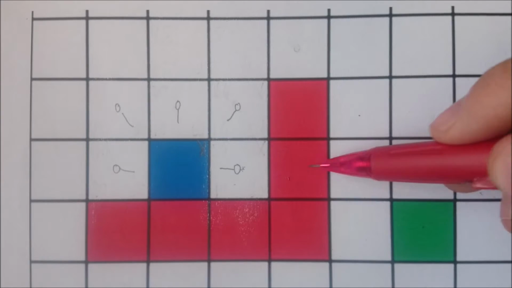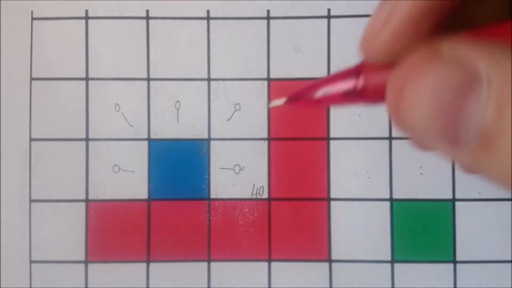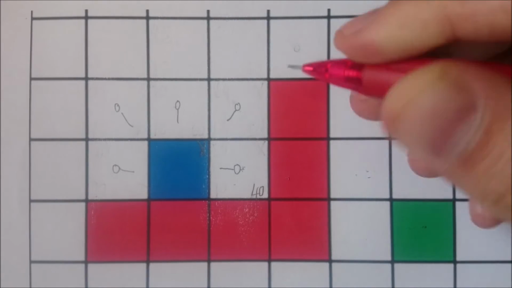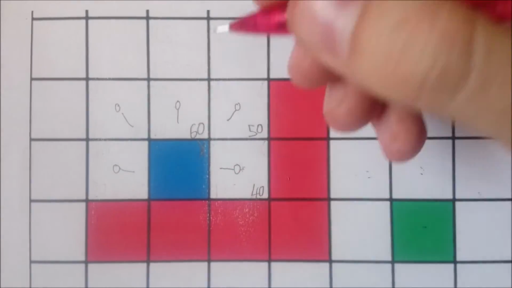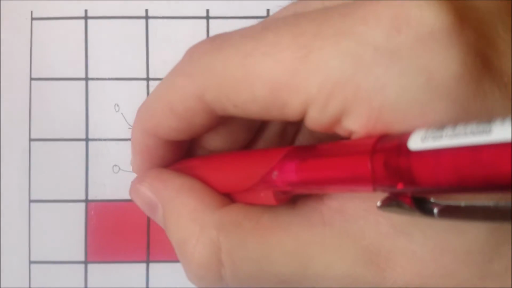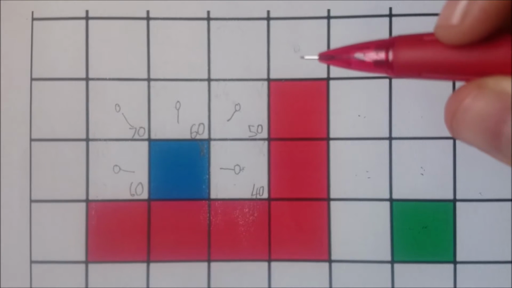So for this one it's 10, 20, 30, 40. Gives us a 40 over there. And for this one it's 10, 20, 30, 40, 50. And we do the same for each one of these. We can just deduce them from the previous values. 50, 60 for this one. Okay, that's our H score for all the tiles done.